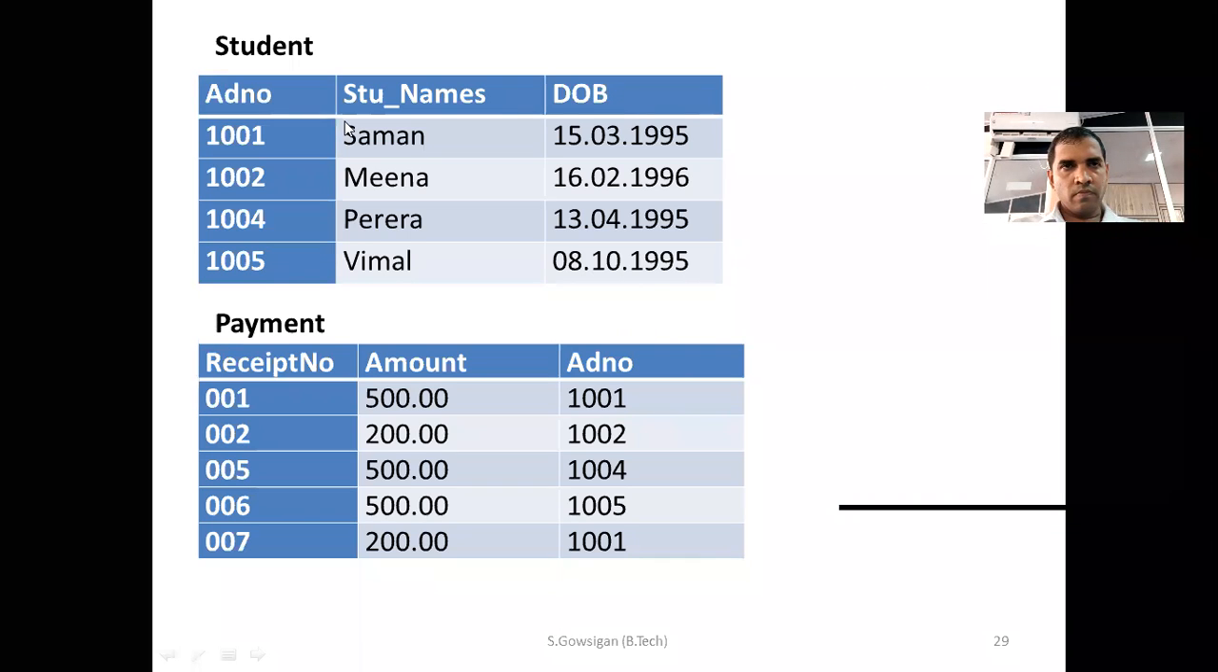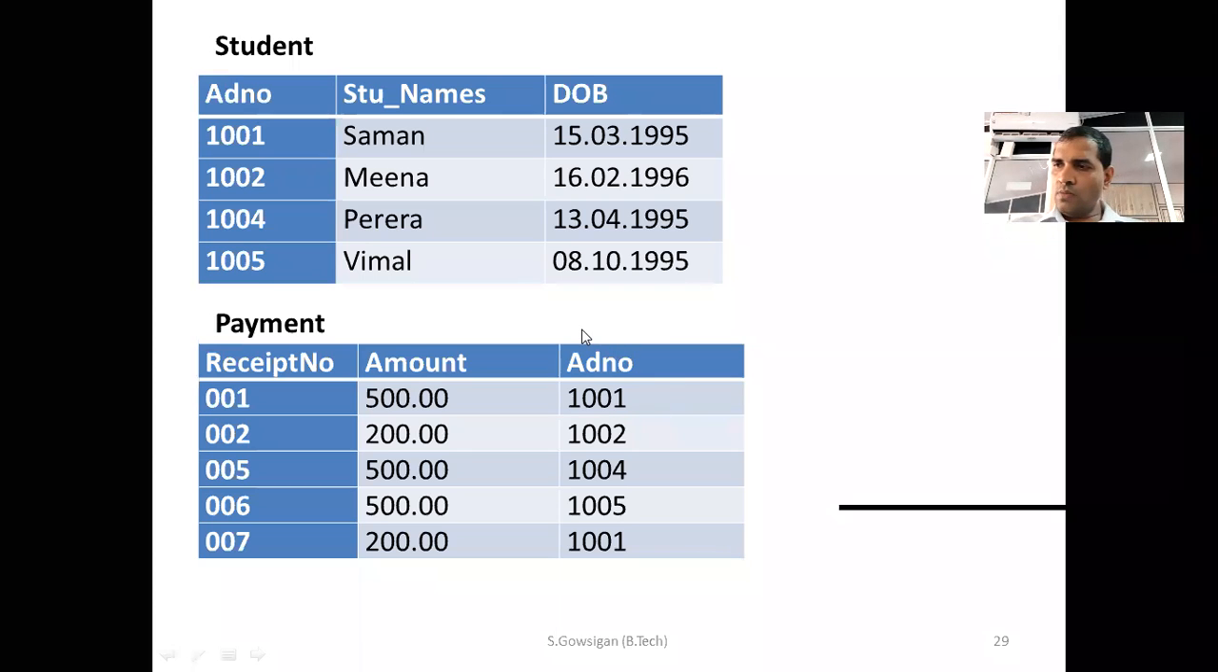Madhumida K. Gajani K. My question is, what is the primary key of the first table, student table? Gajani K. Admission number. Who is it? Kajani. Kajani, okay.